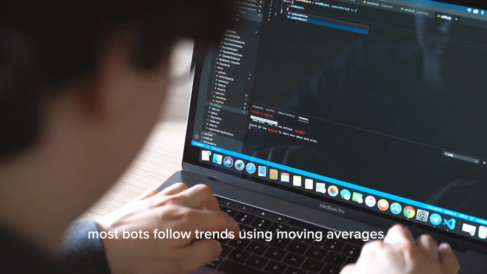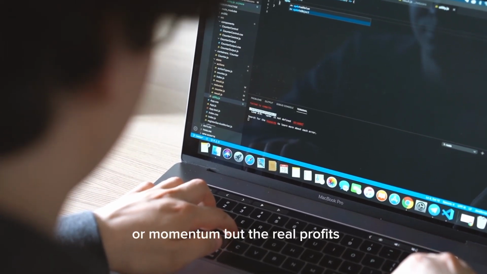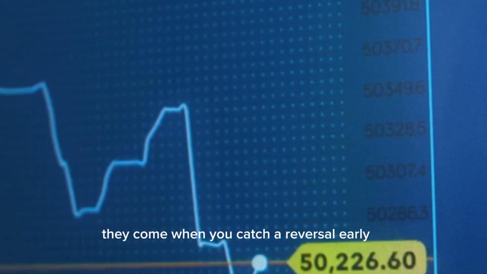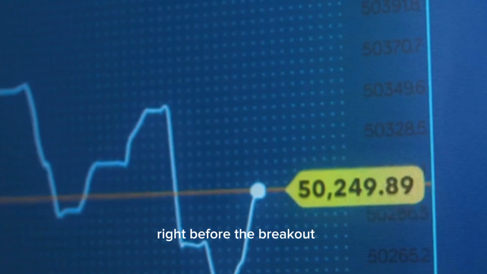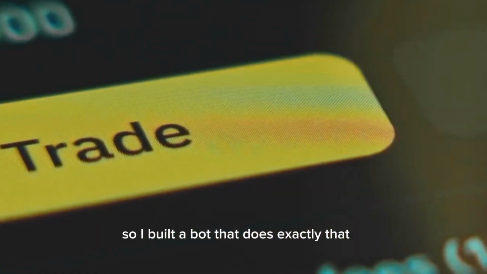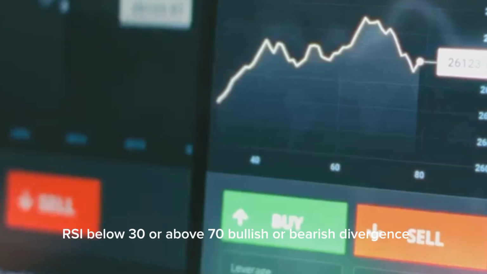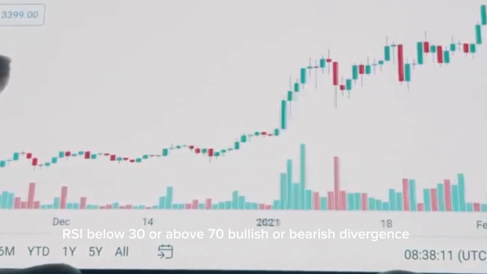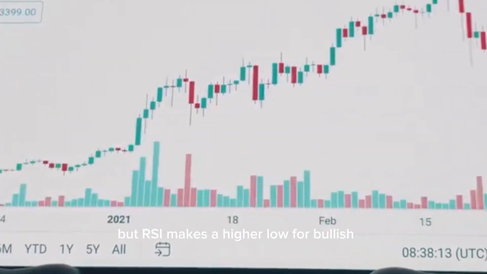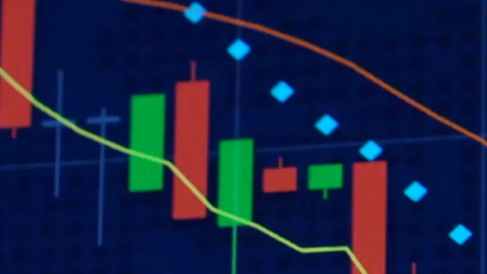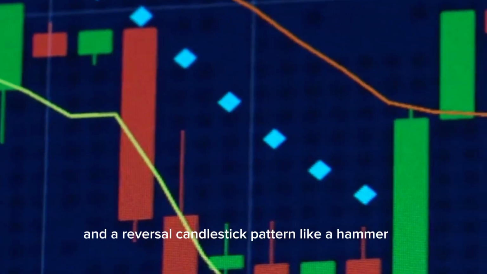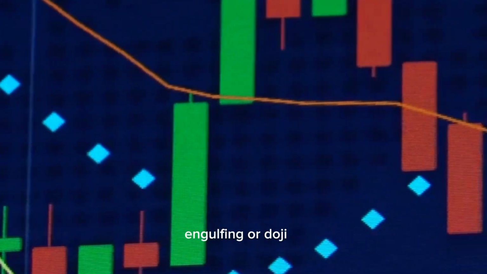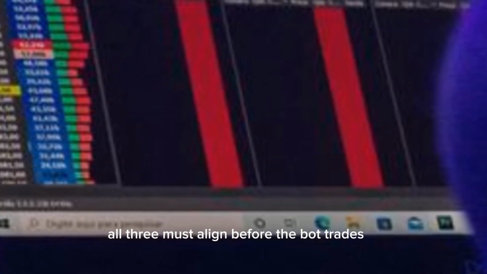Most bots follow trends using moving averages or momentum, but the real profits? They come when you catch a reversal early, right before the breakout. So I built a bot that does exactly that. It looks for three things: RSI below 30 or above 70, bullish or bearish divergence, like when price makes a lower low but RSI makes a higher low for bullish, and a reversal candlestick pattern, like a hammer, engulfing, or doji. All three must align before the bot trades.